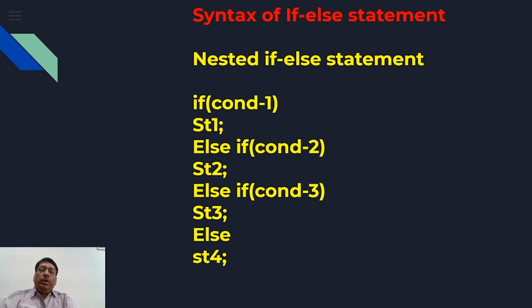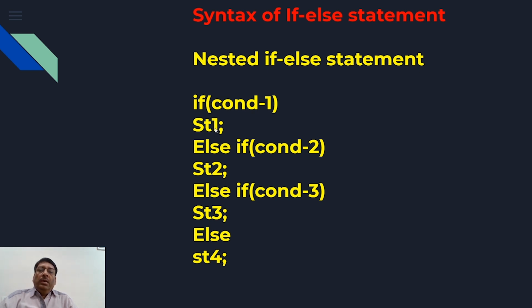So when you want to go with multiple conditions, you can always make use of the nested if else statement. Nested if else is to say writing one if under the other if. Some textbooks also refer to it as if else ladder. So how is it going to execute? If condition 1 is true, then statement 1 will execute.